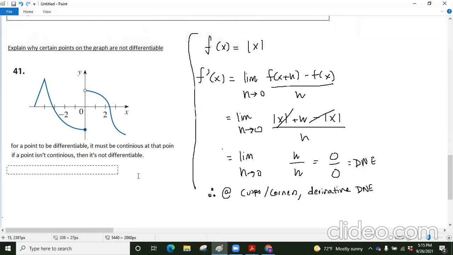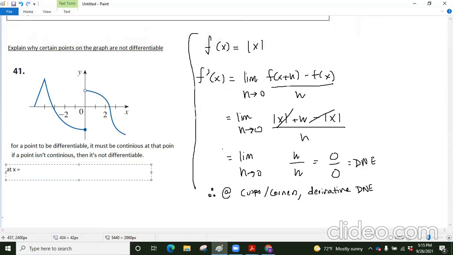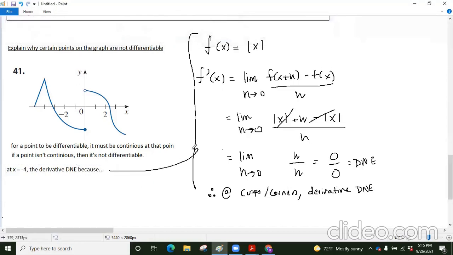So we're going to say that at x equals, I believe that's -4, the derivative DNE, because of all this, because we're looking at something like this. So what we can then say is that, okay, at this point, it doesn't exist. And obviously at 0, it doesn't exist, right?